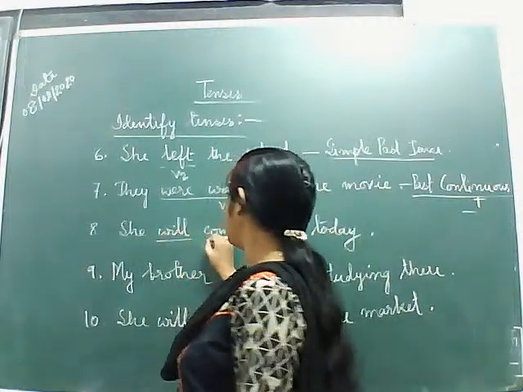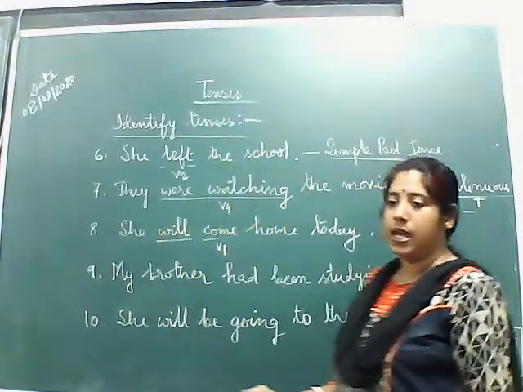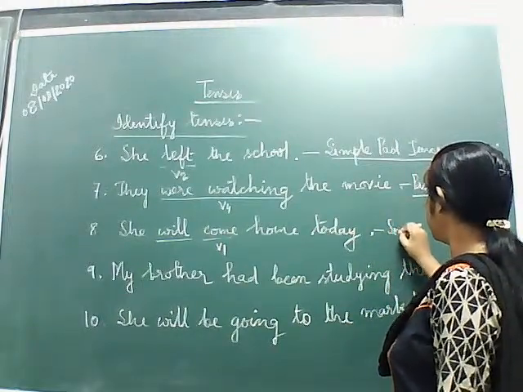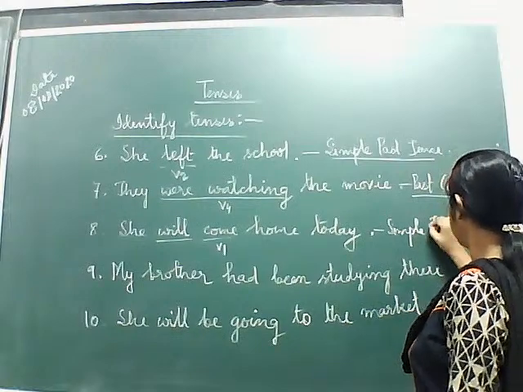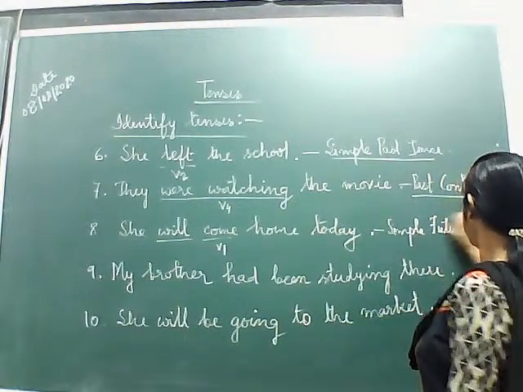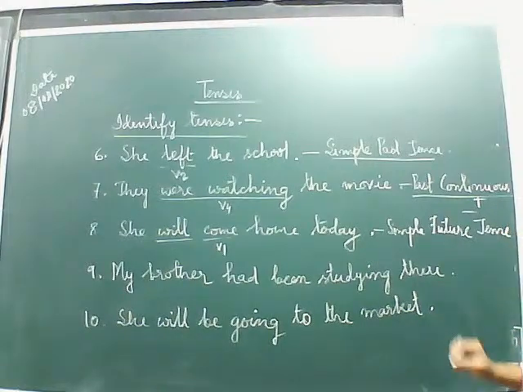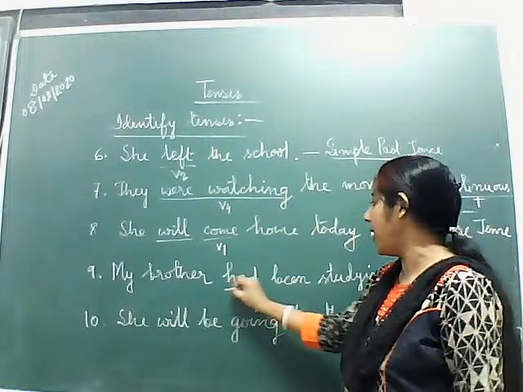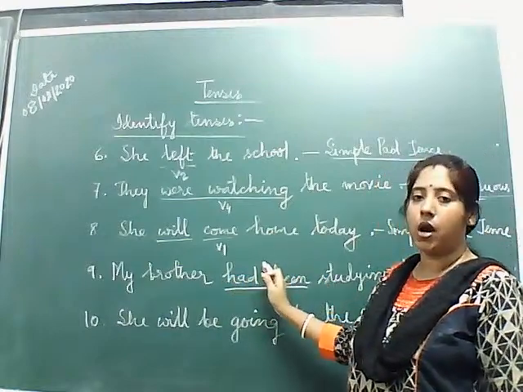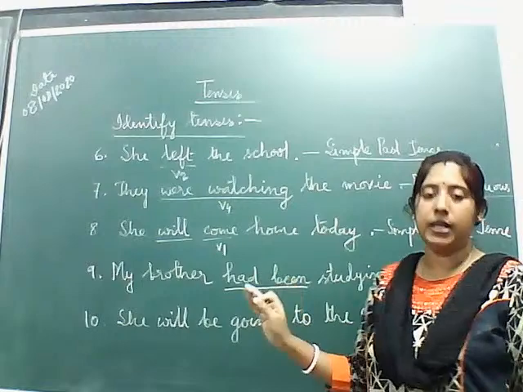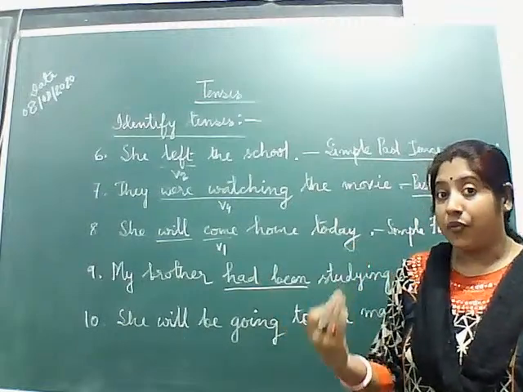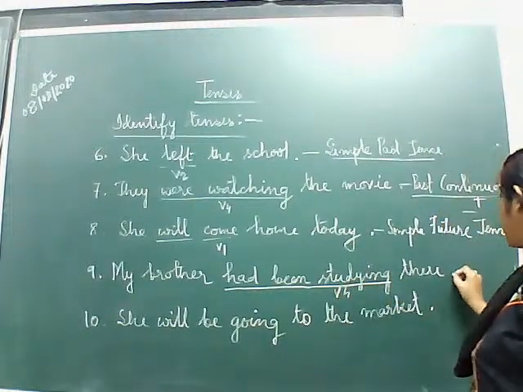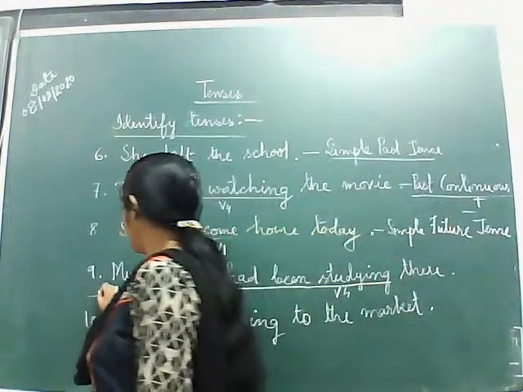Here, will is there and we want. So that is what? Simple future tense. Okay, and next one is my brother had been studying. So had is used for past tense and been is only with the perfect continuous tense. Been and before. Okay, this is what? I'm writing this answer here.